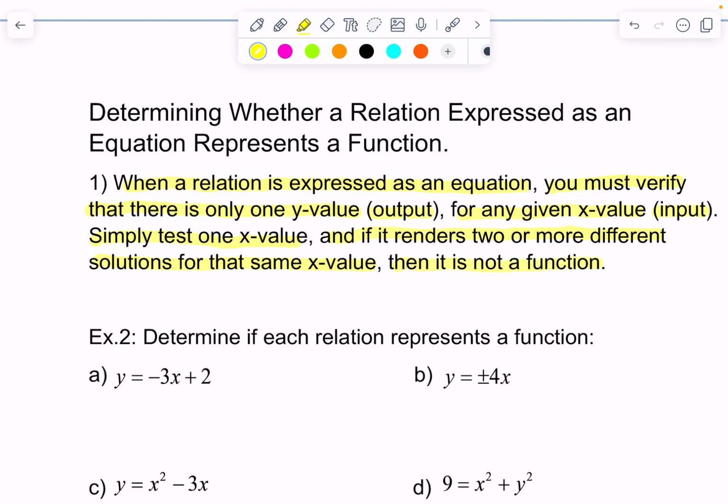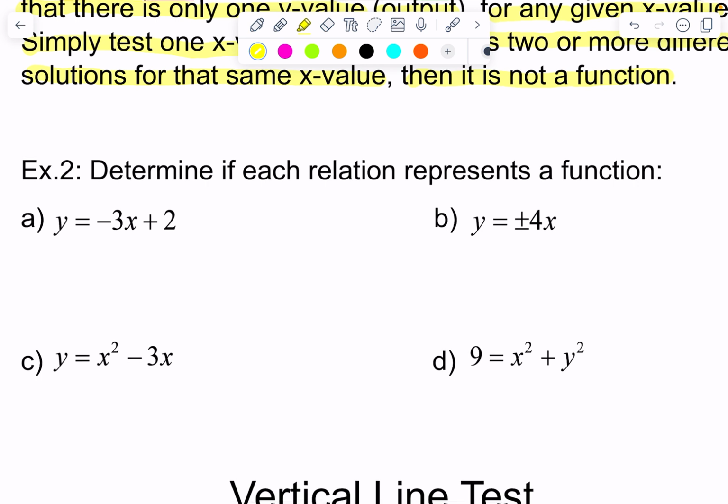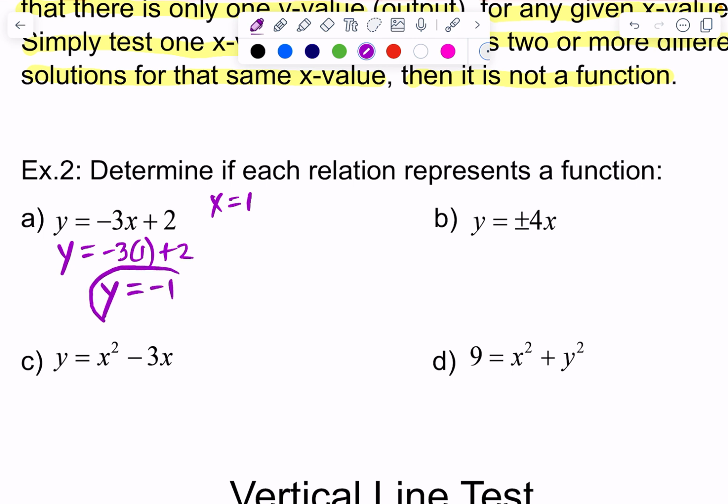So what are we talking about here? Let's determine if each relation represents a function. Well, we're going to follow the directions. We're going to choose one x value. Let's say when x is 1, for example. Let's solve for y. I've got negative 3 times 1 plus 2, so y equals negative 1. That's one y value for this given x value, so yes, that is a function.